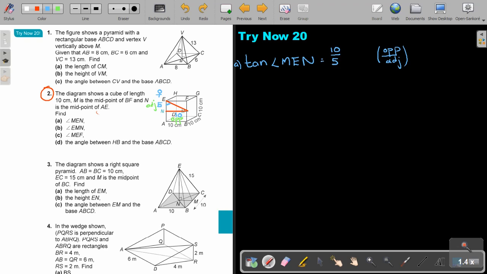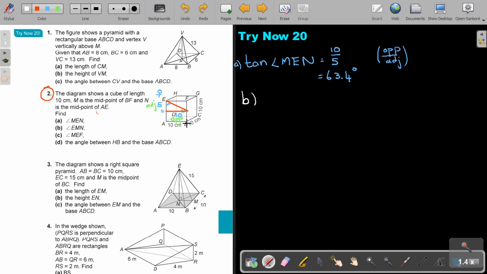Now it's correct. You're looking for an angle, so don't forget to press Shift tan bracket 10 divide 5, close the bracket, and your answer will be, to 1 decimal place, 63.4 degrees. Okay, that was A. Now let's look at B.